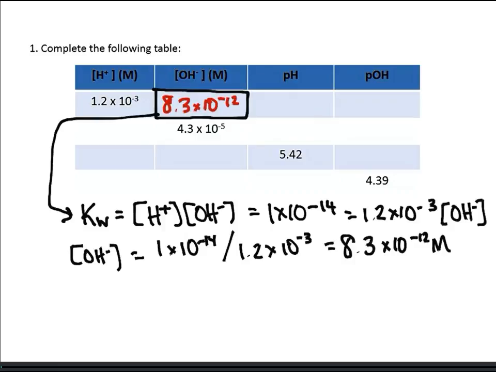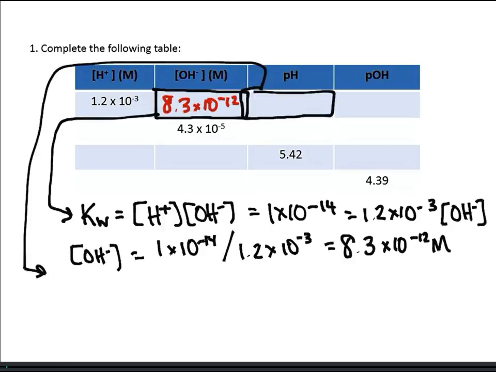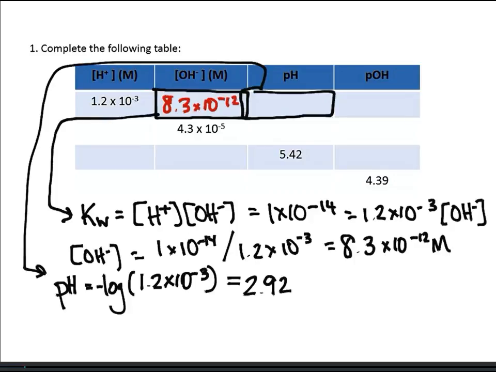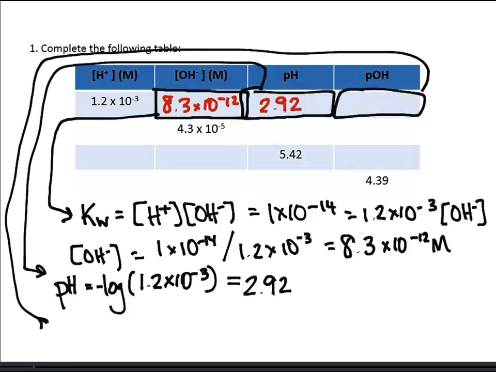The second box, pH, we're going to calculate from hydrogen ion concentration. It's the negative log of 1.2 times 10 to the minus 3, which is 2.92. Sig fig wise, we're going to write 2.92 in the box. Remember that for the significant figures for a logarithm, you keep the same number of digits after the decimal as the total number in the number that you're given. So 1.2 times 10 to the minus 3 has 2 sig figs, which means 2.92 has 2 digits after the decimal.